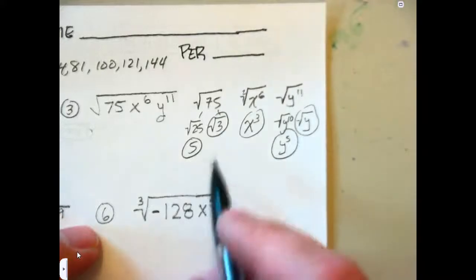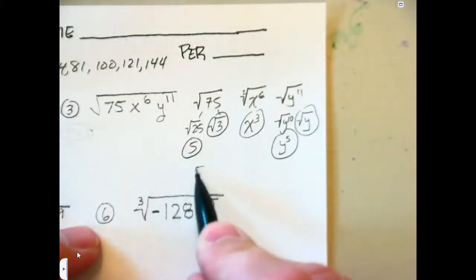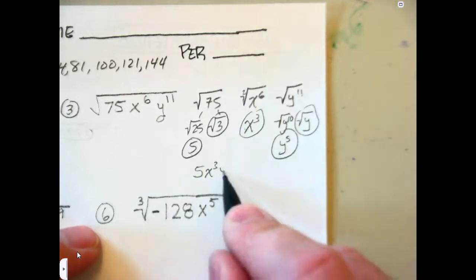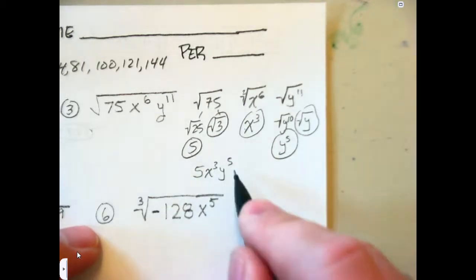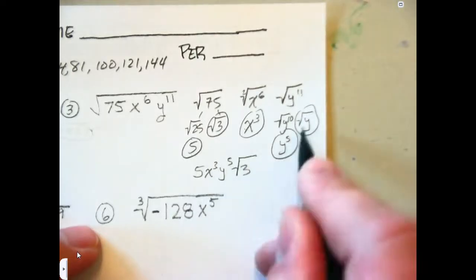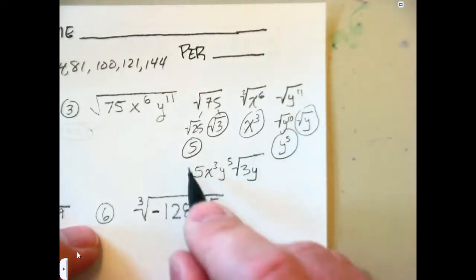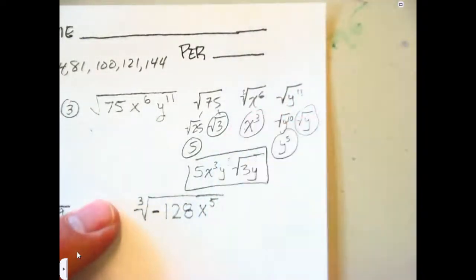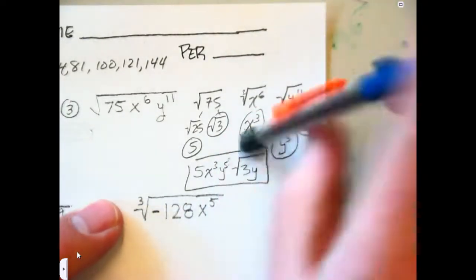So when you're done, you've got a 5 without a radical, you've got an x cubed without a radical, and you've got a y to the 5th without a radical. You have a root 3, and you have a root y, so you put them under the same radical. That is your answer. Make sure that actually looks like y to the 5th, not the 5th root of.